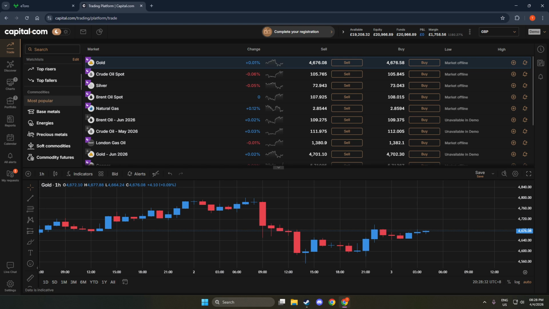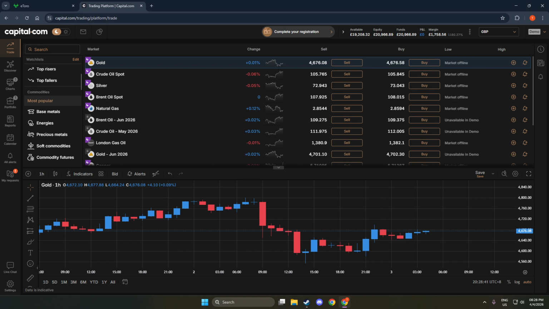For example, you can place a buy limit below the current market price if you want to enter only when it dips, or a sell limit above the current price if you plan to take profit when it rises. This is especially helpful when you can't watch the market constantly and want to avoid chasing prices.